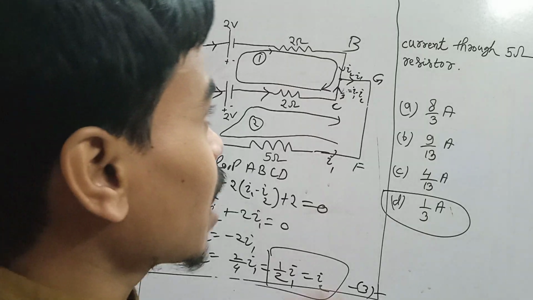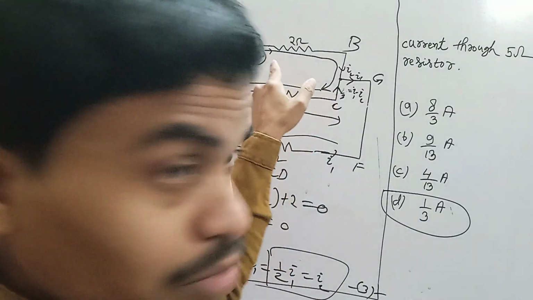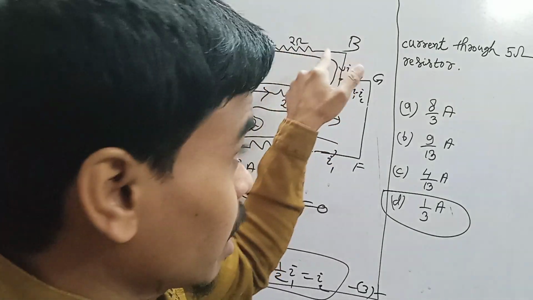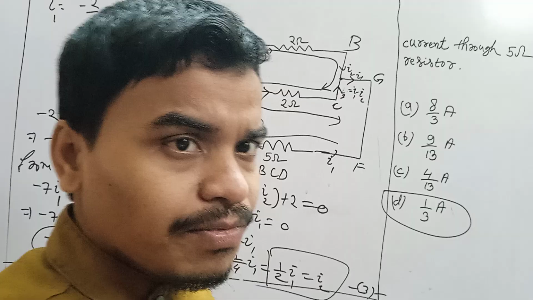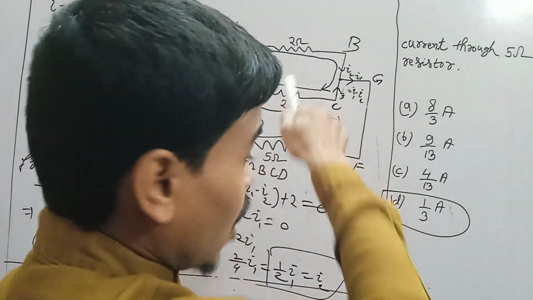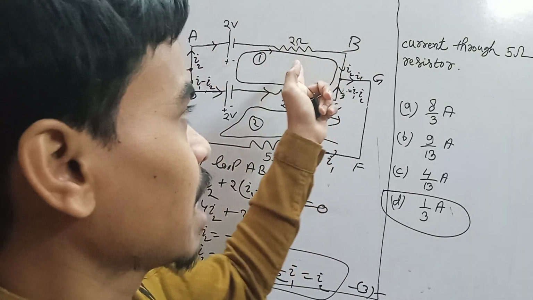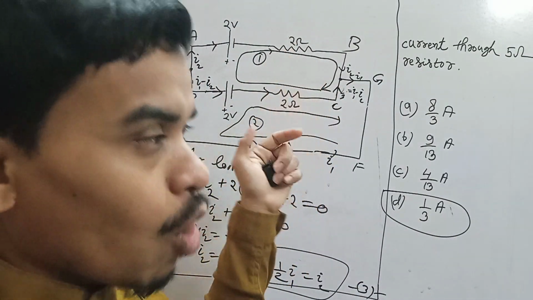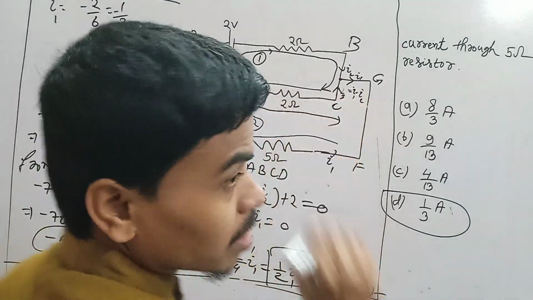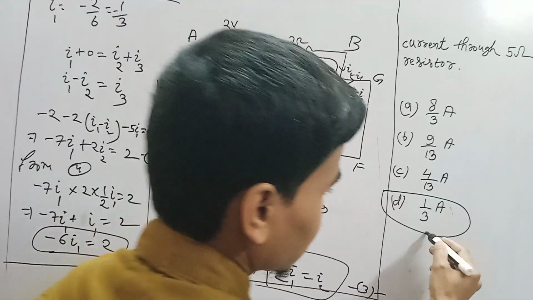And for a resistor we have to see two things: our assumed direction, which we have taken as clockwise, and the correct direction of the current. If the direction of the current and our assumed direction are the same, then the resistor term will be minus, and if opposite, the term will be positive. So this is the answer basically.